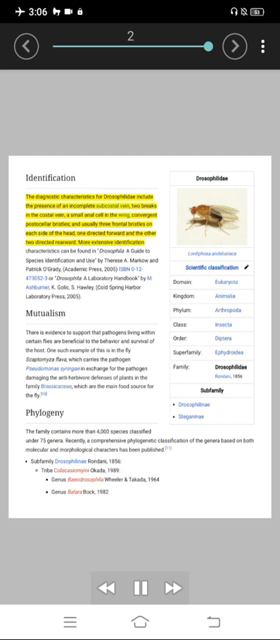The diagnostic characteristics for Drosophilidae include the presence of an incomplete subcostal vein, 2 breaks in the costal vein, a small anal cell in the wing, convergent postocellar bristles, and usually 3 frontal bristles on each side of the head, 1 directed forward and the other 2 directed rearward.